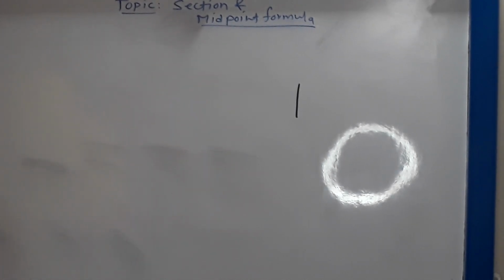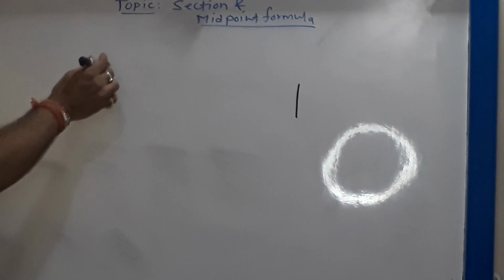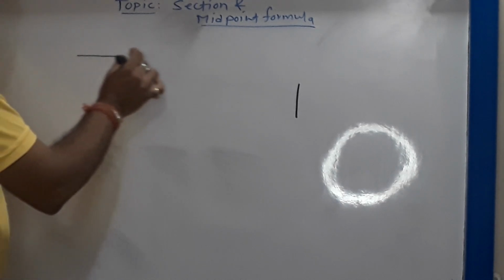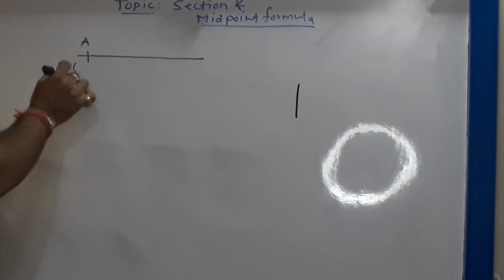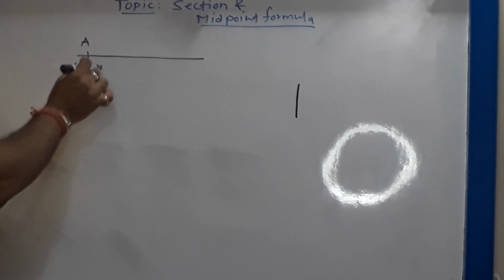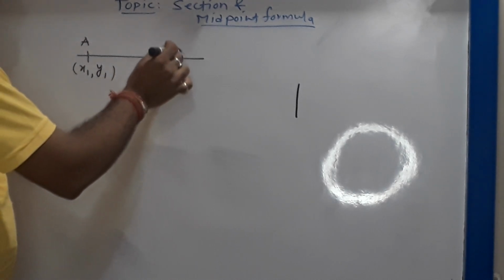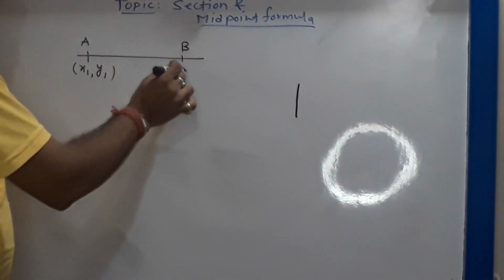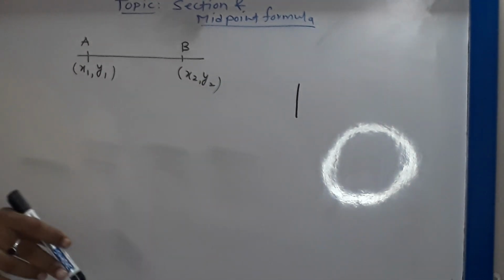So let us start with the section and midpoint formula. Section formula: there are two points. One point A, with coordinates x1, y1, and another point B, with coordinates x2, y2.